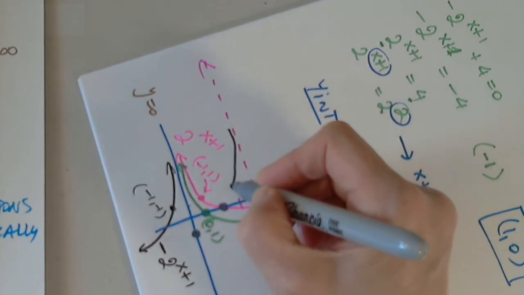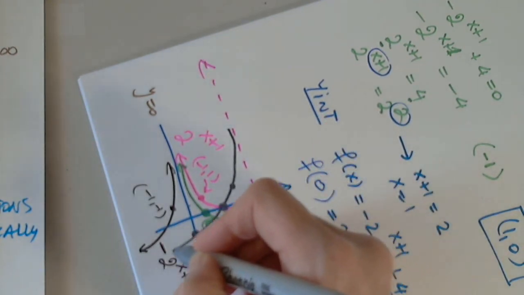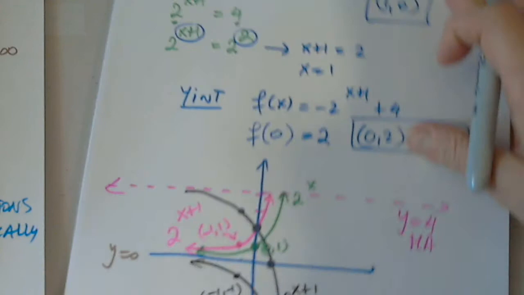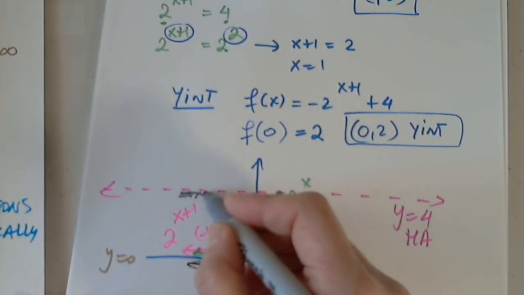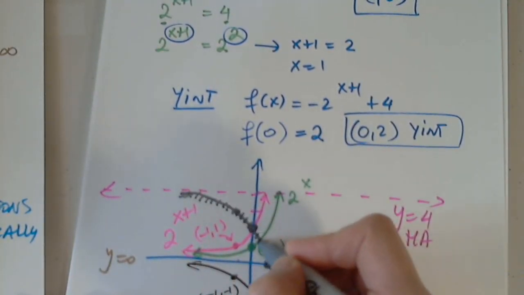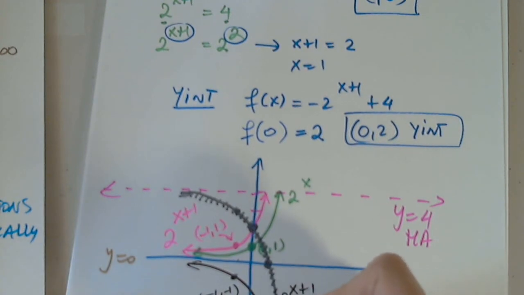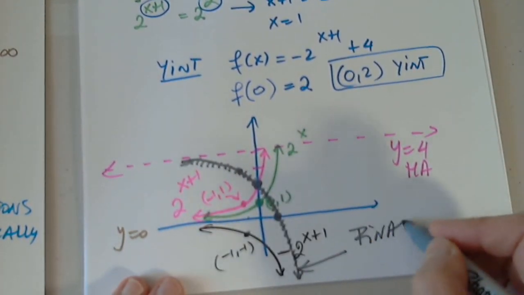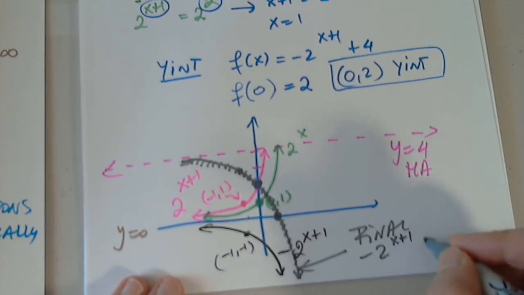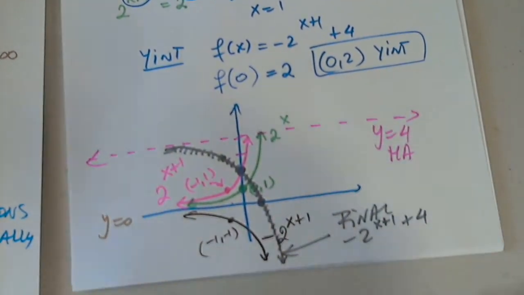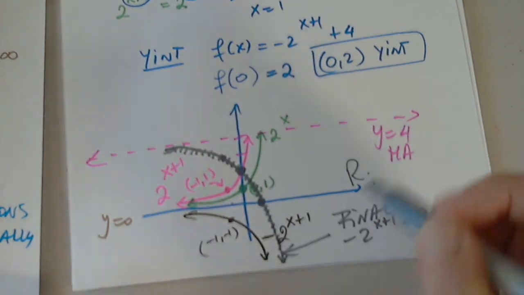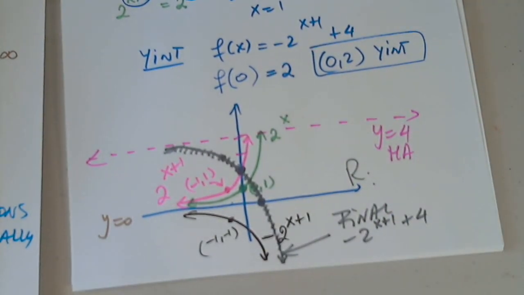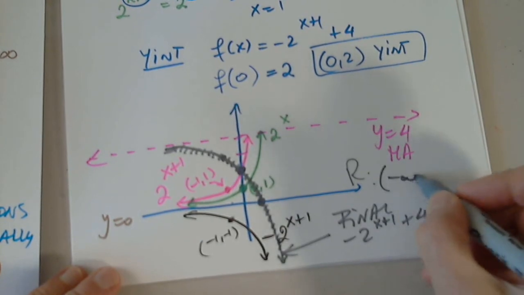Can anyone give us the range of this function? I'm going to do this to make sure that you understand which one is the final graph. So this is the final: -2 raised to x plus 1, and plus 4. Can anyone give us the range of this function? See what happened? Go ahead. Negative infinity to 4.